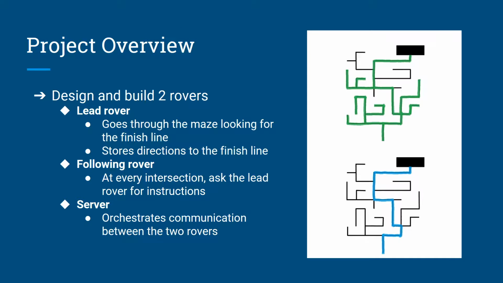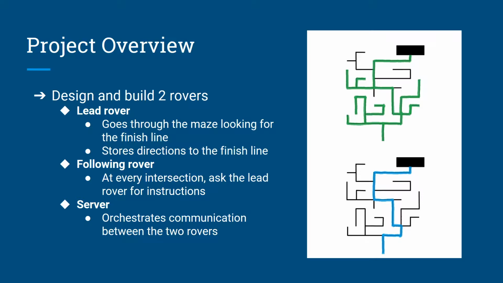Both the rovers, the lead rover and the following rover, begin at the start line just behind the tape. When a message is sent, the lead rover will begin and autonomously go through the entire maze before finishing at the finish line, which it knows because it is bounded by the black tape. Once the lead rover finishes the maze, it sends a start message to the Pi, which then tells the following rover to begin the maze as well.